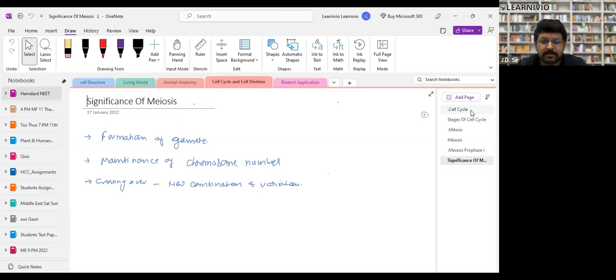Variation. Because of variation. Right. Very good, Shritika. How does that variation take place? That's what I want to know. How is it possible? How does this variation take place?